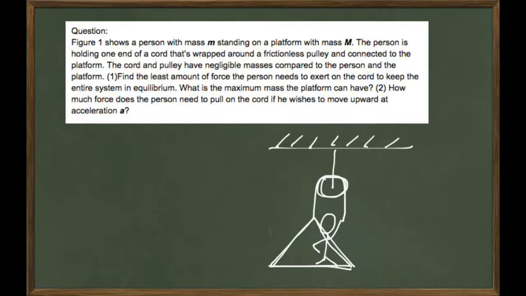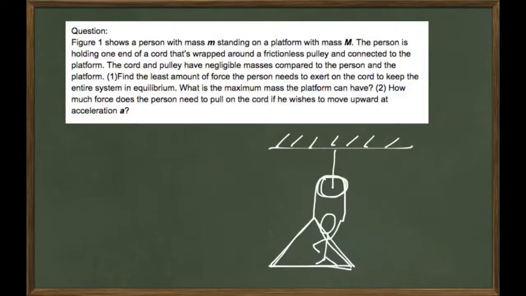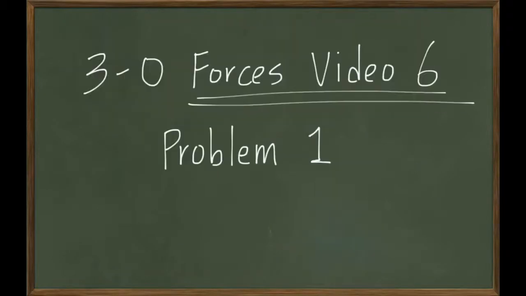Here is where the 3 steps to analyze forces come in. Step 1, choose the appropriate object. Step 2, analyze the forces and draw a free body diagram. Step 3, analyze the result of the forces and list the mathematical equation. Remember that in the previous lecture we said that you must analyze all the objects. So what are the objects in this problem? Let's take a look at the diagram again.